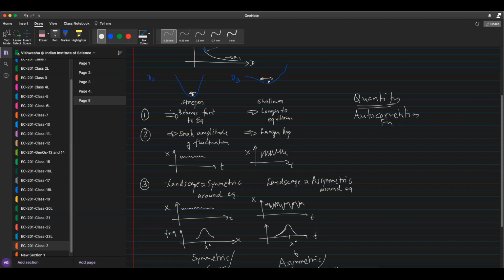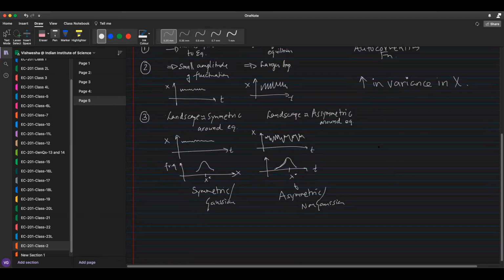How do you quantify fluctuations? Amplitude of fluctuation. Some variance. So if you observe an increase in variance of X, then you are probably approaching a bifurcation point, right? Okay, now how about this? How can you quantify deviation from symmetry? There are many ways, there are many metrics. Any measure of asymmetry will do, and the simplest one is typically the skewness or third moment.